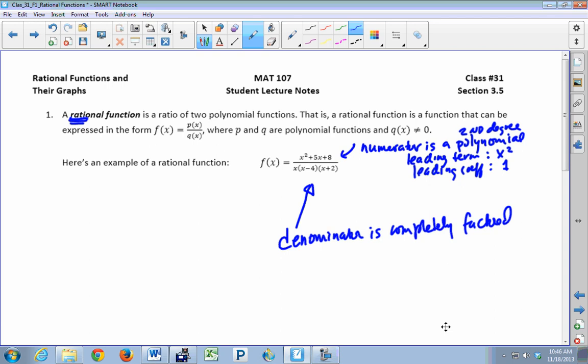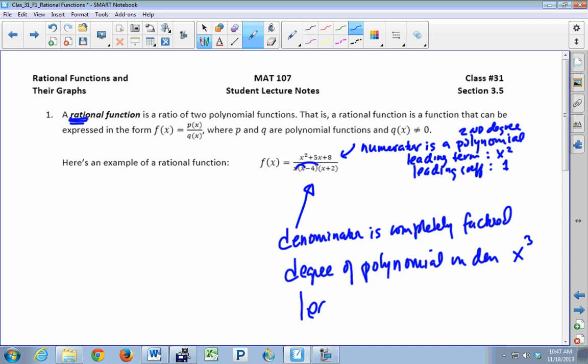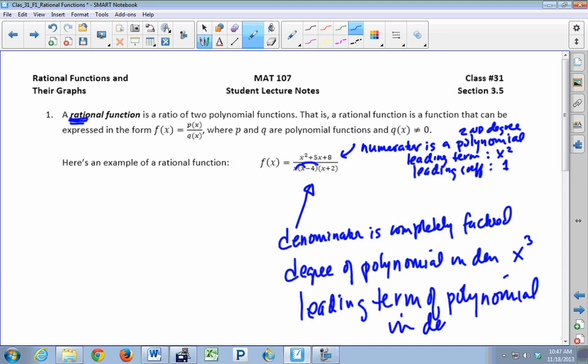What degree is the denominator, the polynomial in the denominator, and how do you know, Shane? You see that if you were to multiply, you'd get x to the 3rd. Okay, x to the 3rd. And what would be the leading term of the polynomial in the denominator? X cubed, right?